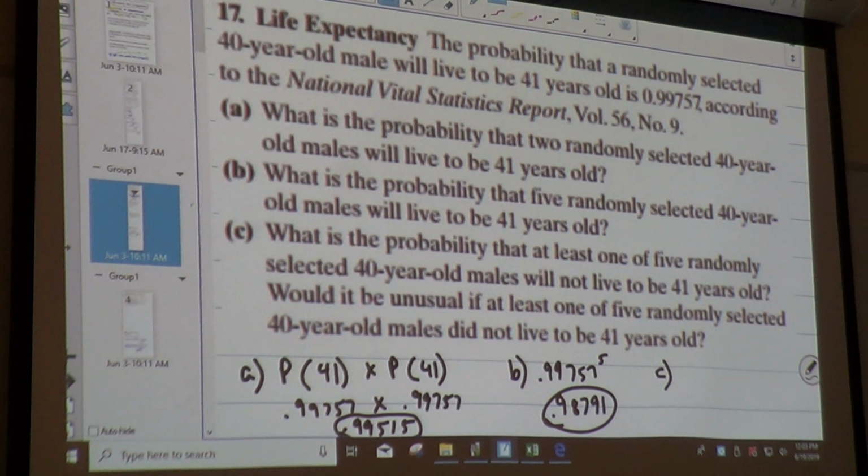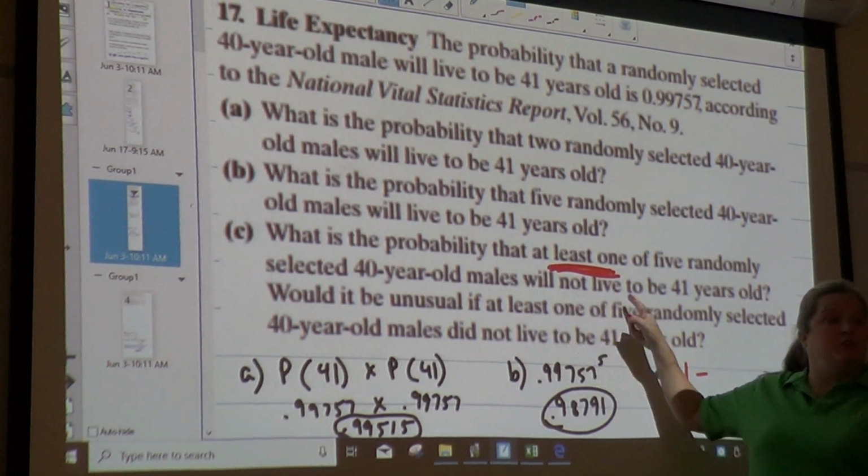What's the probability that... So what are we going to do? 1 minus. Now, we want to find the people that will not live.